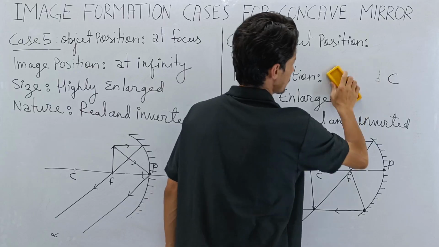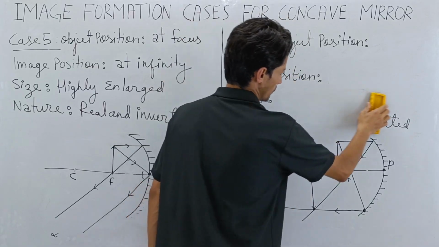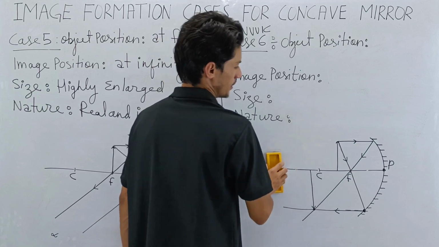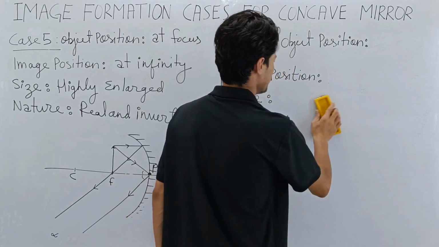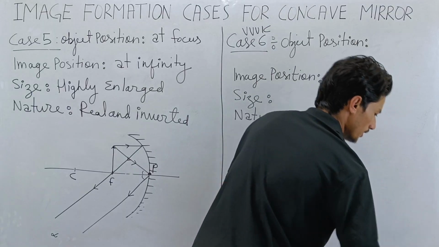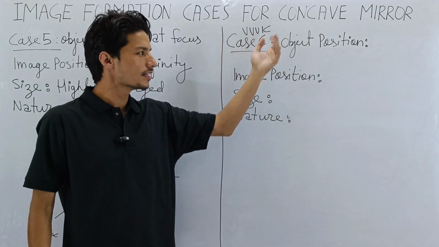So image position, we'll have to change that. Size, we will have to see that. Nature, we will have to study that. So diagram, we have to correct that. The last case, case number 6, Vivik.